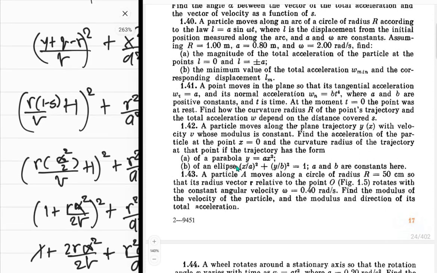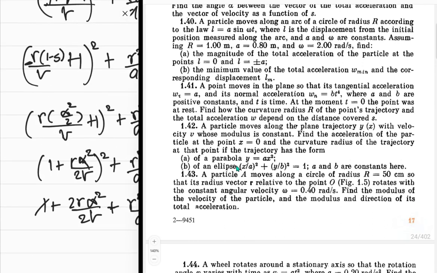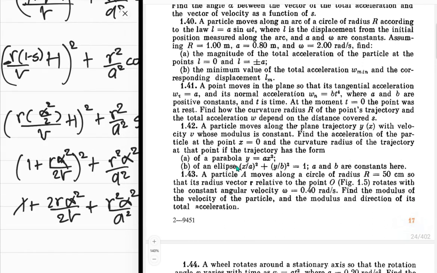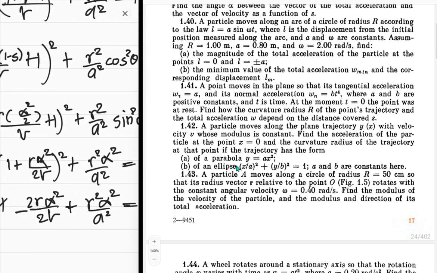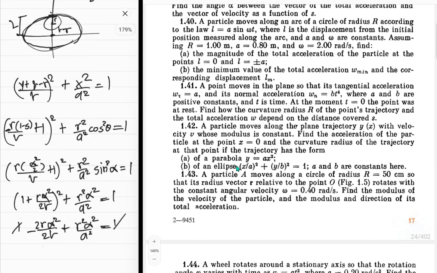Here's where I went wrong. R sine theta, so then it should be negative right there. So then it will be negative over here, and then it will make sense. Okay, cool. So time to cancel some stuff out. Okay, why is this 2? Oh, nice, cancels out. Alpha squared cancels out.